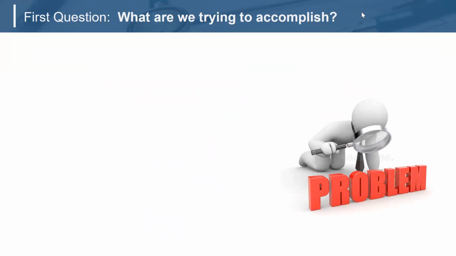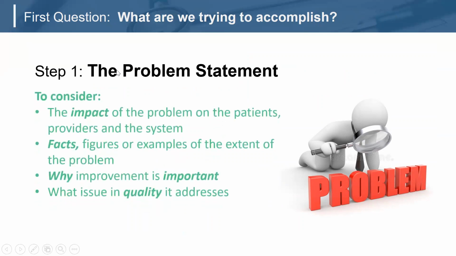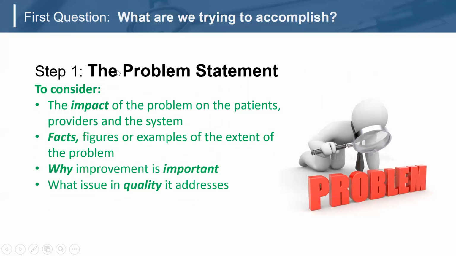So, first question, what are we trying to accomplish? The problem statement is the story about the problem, what is wrong and what we are trying to accomplish or change. It describes the impact on patients, providers, the system. It uses facts or perhaps an example of a patient journey to illustrate the extent of the problem. It describes why it is important. Is it to improve safety, decrease costs, or increase satisfaction? And it identifies what dimension of the quality matrix this particular problem addresses.